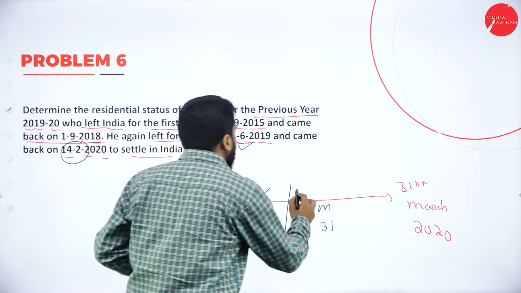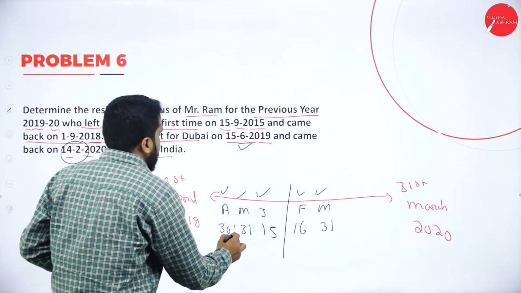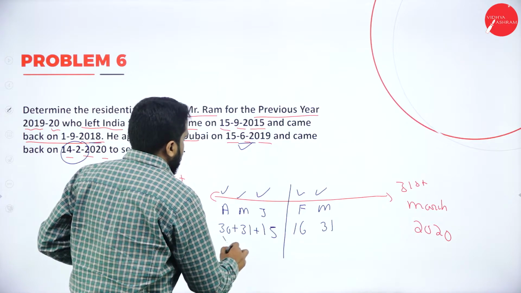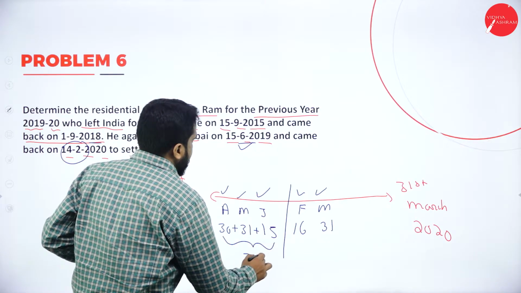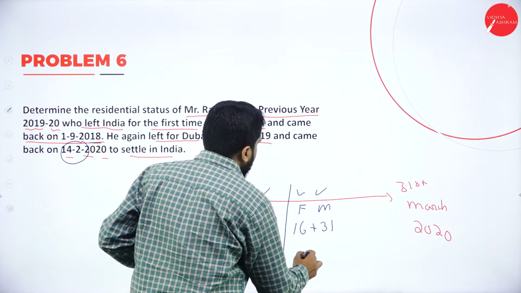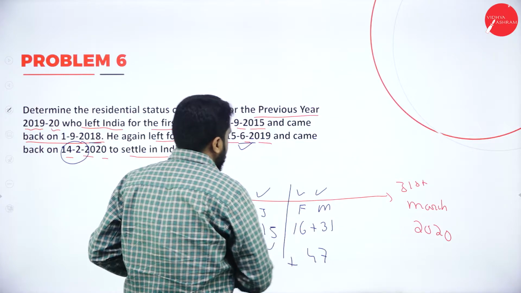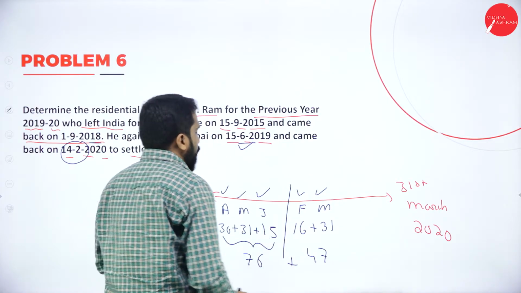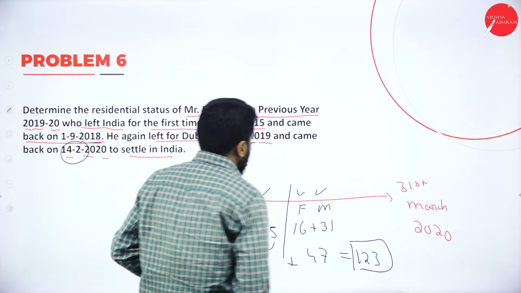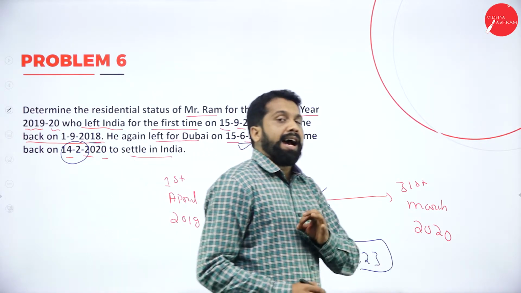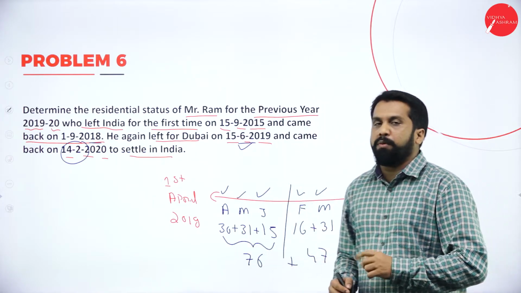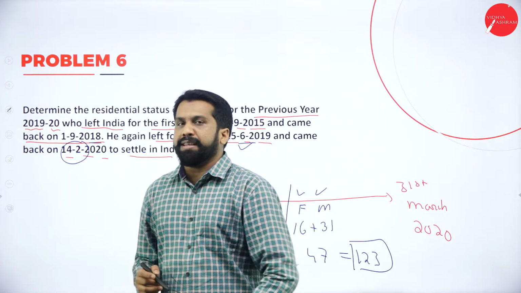Now, calculate everything. 30 plus 31, it will be 61, plus 15, so this will be 76. Then 16 plus 31, it will be 47. So hardly you will get 123. So how many days was he in India? 123 days he was in India. We'll check, there may be 1 or 2 days difference. We'll go for the answer.